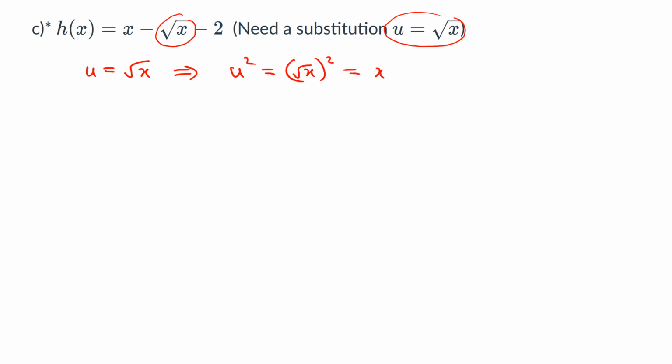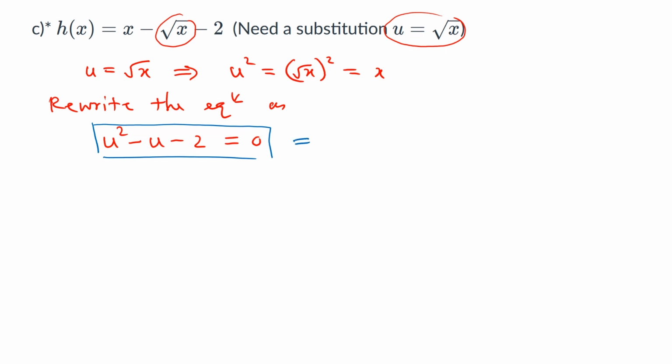So that means you can rewrite the equation. You can see x is simply u squared. Now it's u squared minus u minus 12, and we set it equal to 0. You can see this is a simple quadratic equation, and we can solve this for u. Once you solve for u, you're going to go back and use u equals square root x to find x. So that's a two-step method.